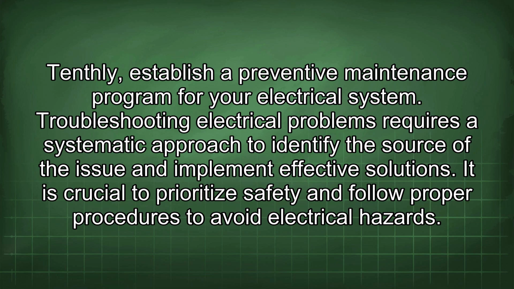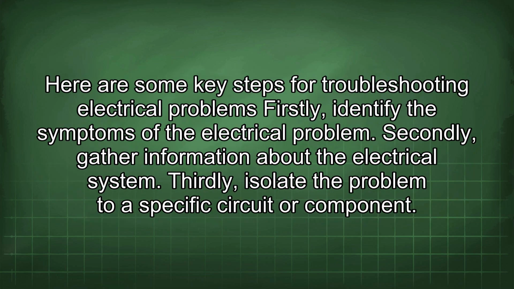Troubleshooting electrical problems requires a systematic approach to identify the source of the issue and implement effective solutions. It is crucial to prioritize safety and follow proper procedures to avoid electrical hazards. Here are some key steps for troubleshooting electrical problems. Firstly, identify the symptoms of the electrical problem. Secondly, gather information about the electrical system. Thirdly, isolate the problem to a specific circuit or component.